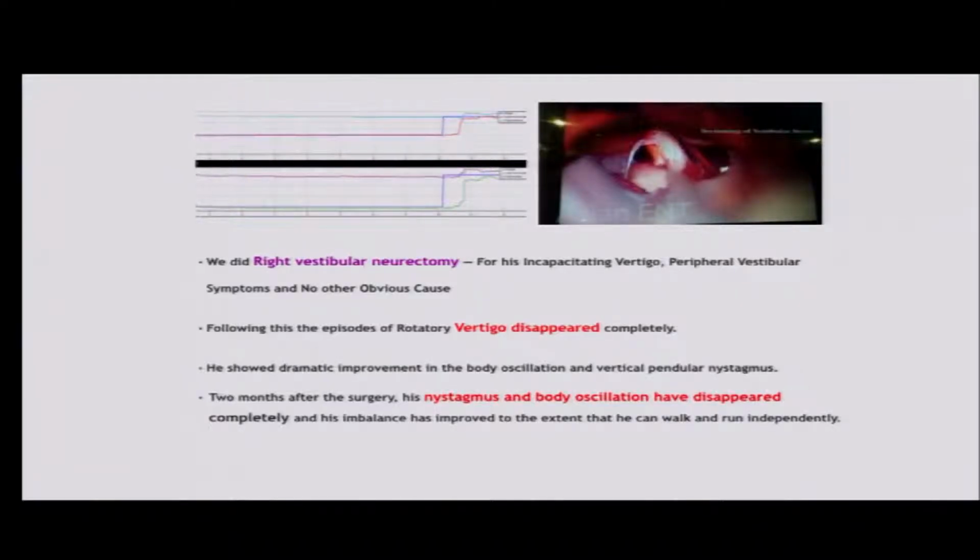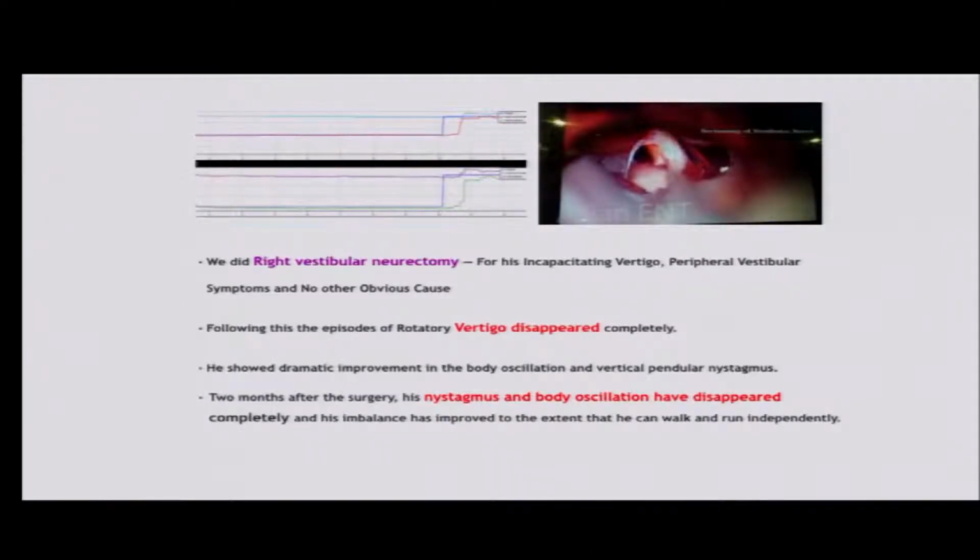Surprisingly and honestly, we did not expect improvement of the 4-arc oscillation before surgery. This is a retrograde analysis. We did the surgery for Meniere's disease to improve the vertigo. But to our surprise, the vertigo disappeared completely. That's expected. But the main thing is the 4-arc oscillation has gone.